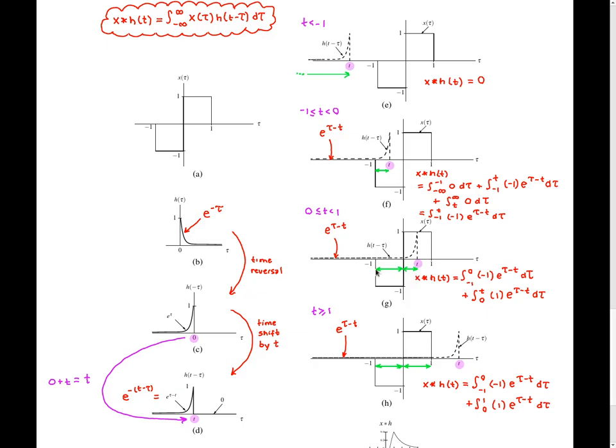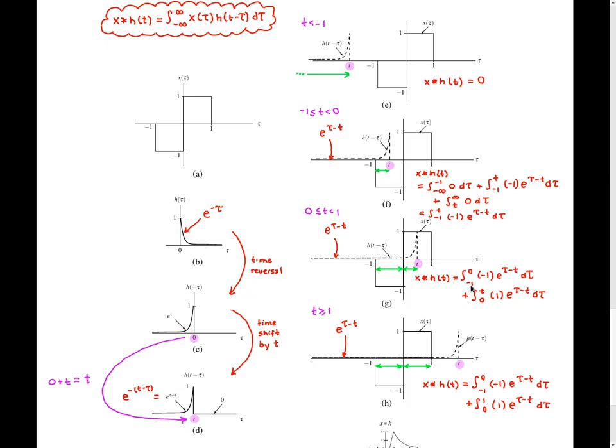Furthermore, I need to split this interval minus 1 to t into smaller intervals, because when I go to substitute values for the function x of tau, depending on where I am in this range, in some places I need to substitute in minus 1 for x of tau. In other places I need to substitute in plus 1, but I can't substitute two values, so I have to break the interval into smaller pieces so that I'm only substituting one value for x of tau. So this is the basic rationale for splitting things in the way that I've done here. So I split things into two subintervals, one denoted by this first double green arrow from minus 1 to 0, and then a second subinterval from 0 to t. That corresponds to this first integral and this second integral here.